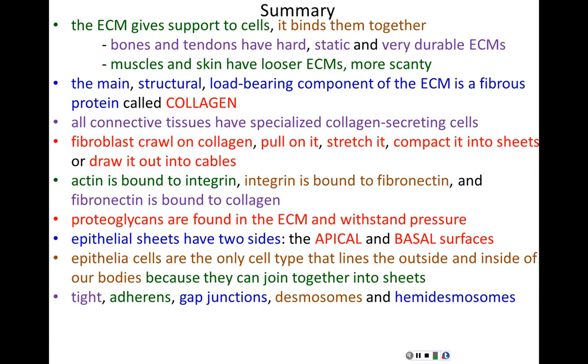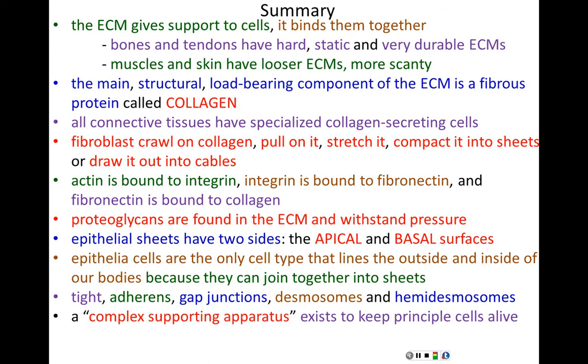Tight junctions are these tight, impermeable seals between cells. The adherens junctions and the desmosomes hold cells together through their cytoskeletons, distributing mechanical forces on those cells. Hemidesmosomes are interactions between integrins and collagens at the basal membrane, anchoring these epithelial cells to the basal ECM. And then gap junctions were these open holes between cells by which they could communicate and trade molecules.